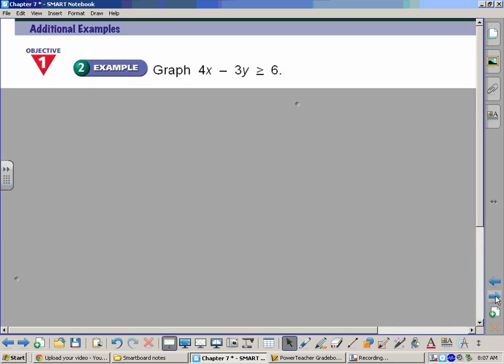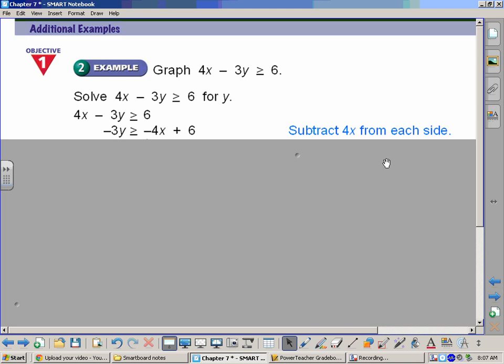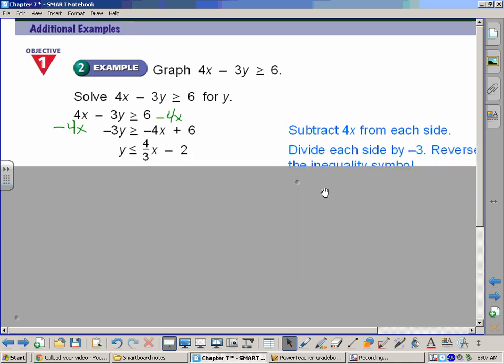The first example here is an equation that is not written y equals mx plus b. So the first thing you're going to have to do is get this in that form. You're going to have to remember, how do we get rid of numbers and move them to the other side? Well, the first thing you're going to have to do is subtract 4x from both sides so that we can get y by itself. 6 minus 4x can be rewritten as negative 4x plus 6. And then the last step would be to divide by negative 3.